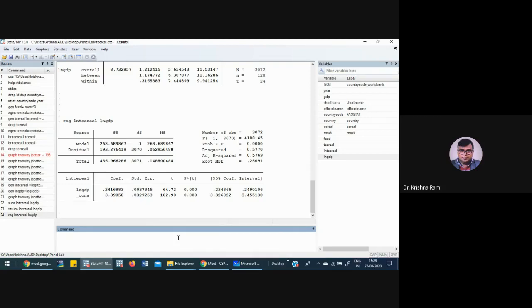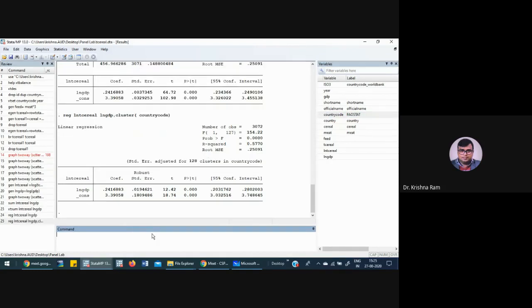So what we do, we use cluster robust errors. We cluster on the cross-sectional unit. Country ID is the cross-sectional unit, so I use that. Where has that gone? So country code, and enter.